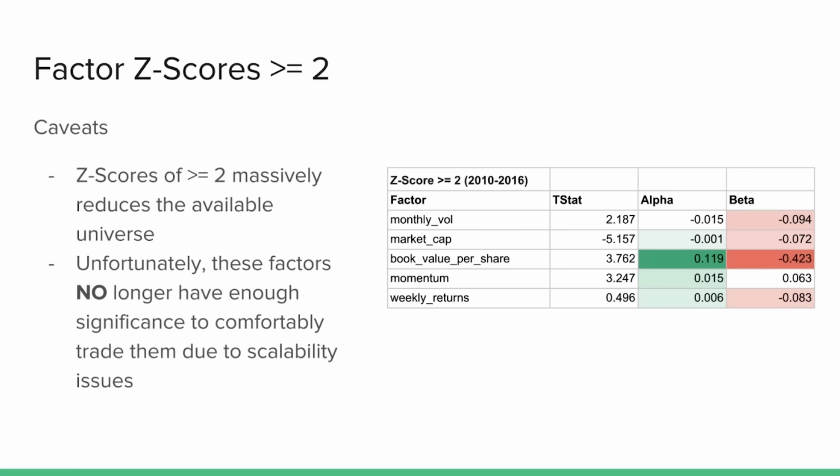And now we don't have enough stocks to give us the significance and comfortability to actually trade these because of scalability issues. And for reference, to get an idea of how bad it is, out of a universe of maybe 2,000 or so stocks, when we do the z-score, we only end up with about 10 or so. So we have to throw basically all the results out in the trash because we can't really use them in any sort of beneficial way.